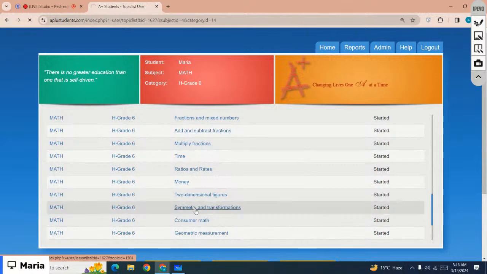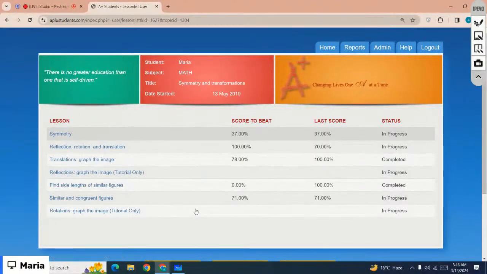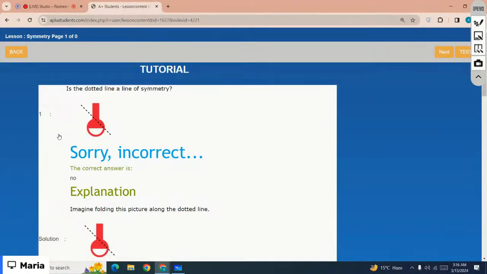Symmetry and transformation. We're going to start with the first one, that is symmetry. Okay, is the dotted line a line of symmetry? Basically, a line of symmetry means if you fold the image along the dotted line, both the parts are exactly the same, right? If you fold the image along the dotted line, both the portions must be exactly the same, right? Just look at the explanation.